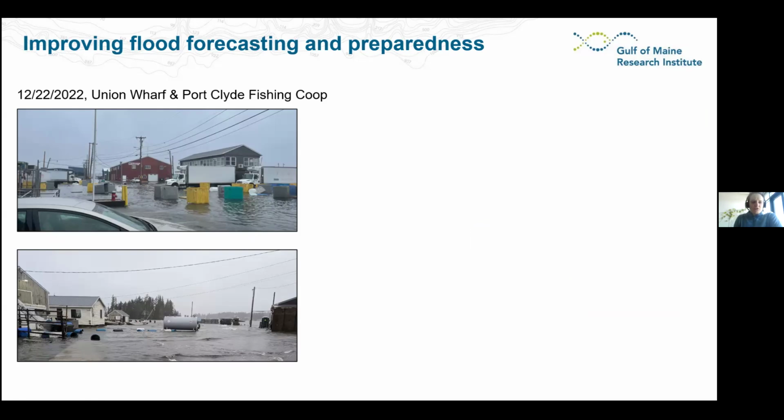And these photos are showing some of the impacts we saw at the coast that seemed relatively avoidable. For example, in this upper picture, this is Union Wharf in Portland. You can see these items floating around. There's a propane line that snapped. We had a furnace get flooded. All kinds of stuff getting dumped in the harbor.